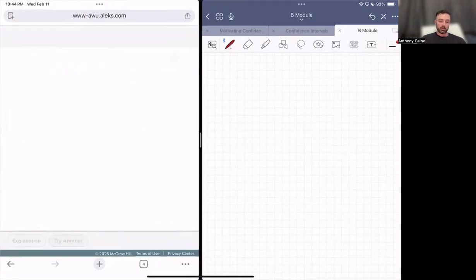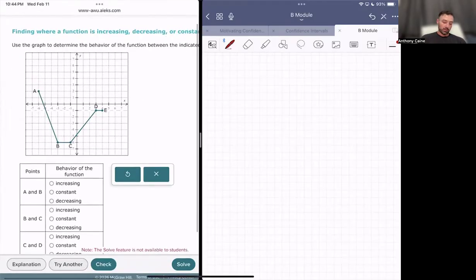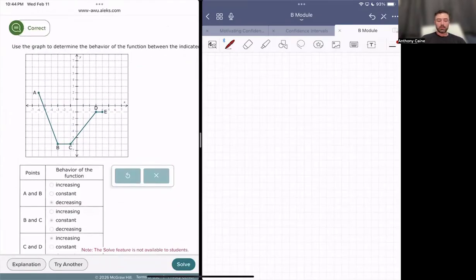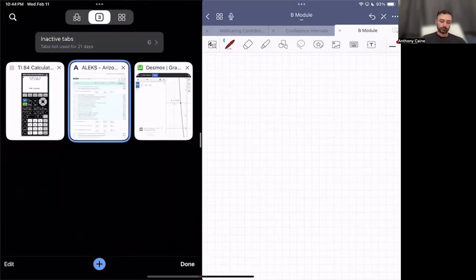Okay, let's try another. Again, this is going to go fast. So from A to B, we're decreasing. From B to C, we're constant. From C to D, we're increasing. And then we're constant again. That's literally it. I have total faith in you all.